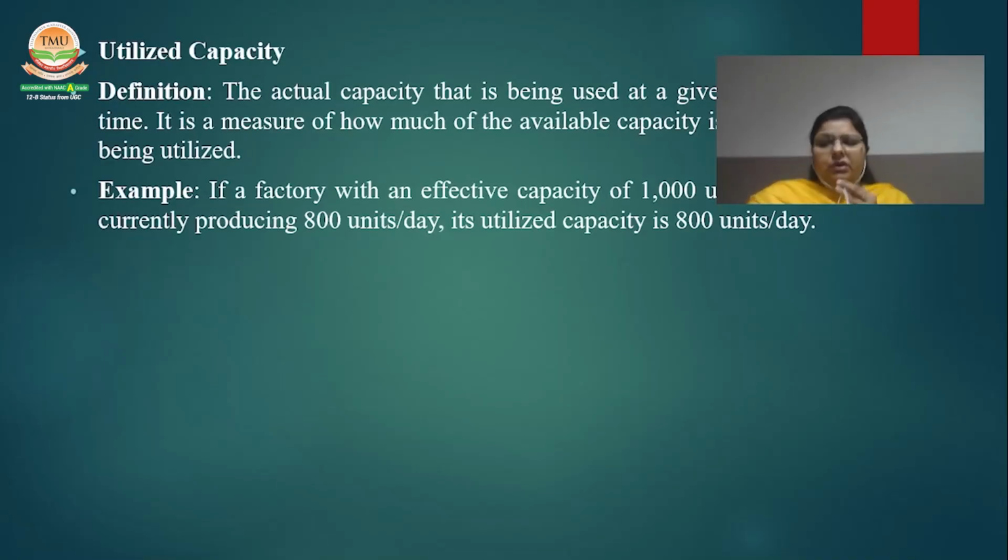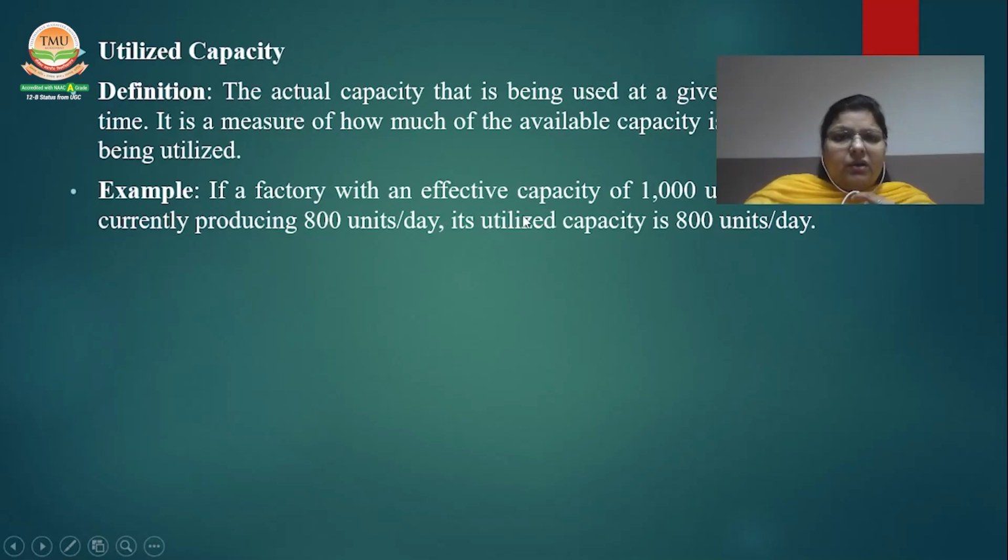Next is utilized capacity. Utilized capacity means the actual capacity that is being used at a given point of time. It is a measure of how much of the available capacity is currently being utilized. What does it mean? It means how much of your available capacity is currently being used, how much input you are using, or in comparison to that input, how much you are producing.